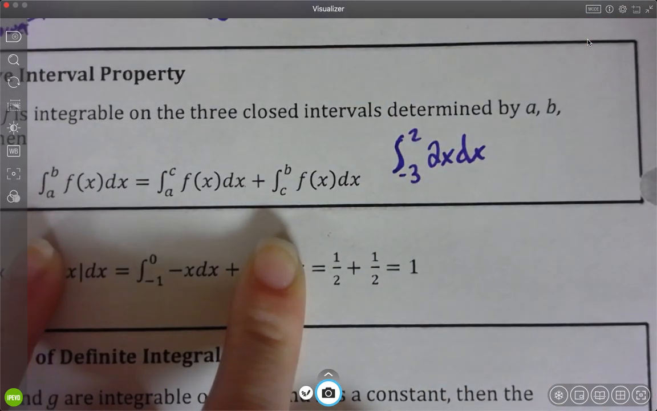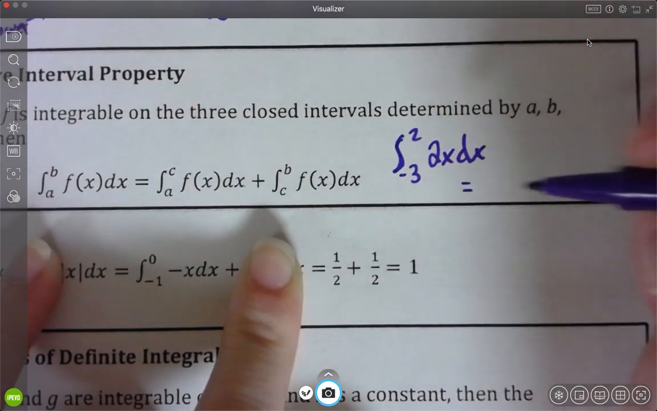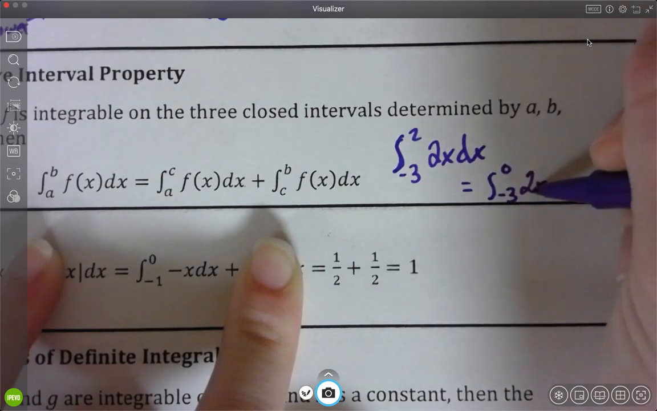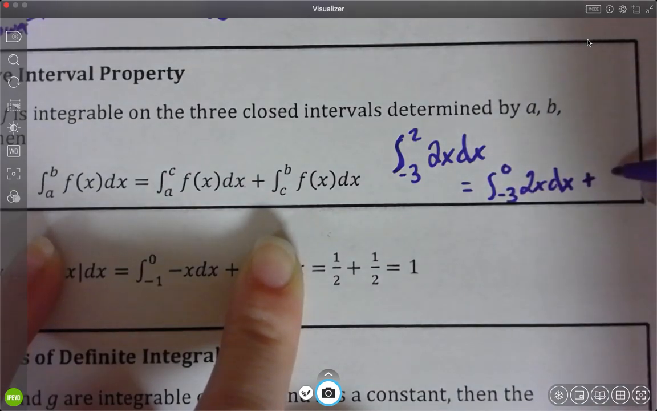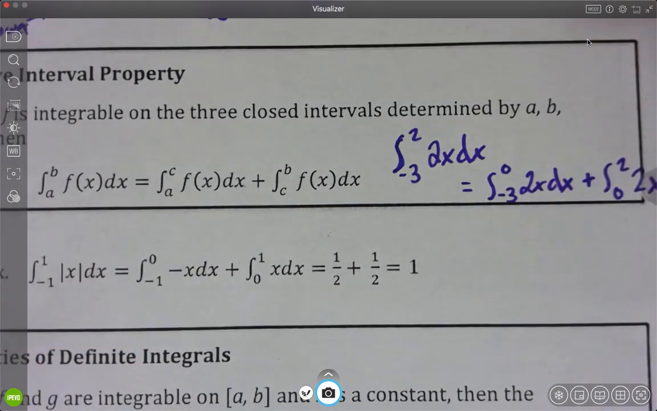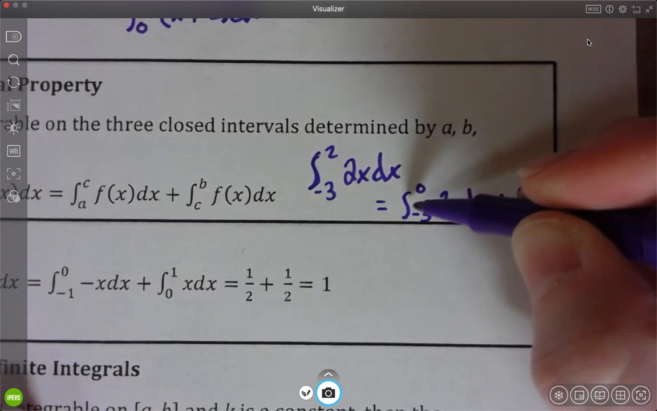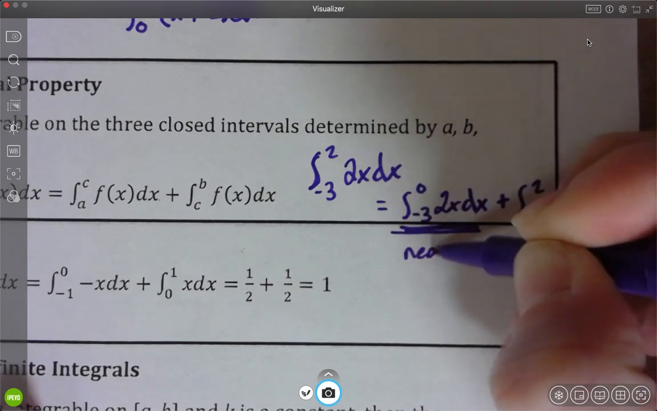What I can do is break that apart, and if it makes it easier on me, I can go from -3 to 0 of 2x dx, that area, and then add that to the area from 0 to 2 of 2x dx, okay? And if you think about what 2x dx looks like from the front side, anything on the left side of 0 is going to be a negative area. So this area is going to be negative. This area is going to be positive.